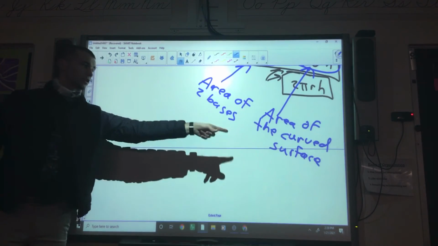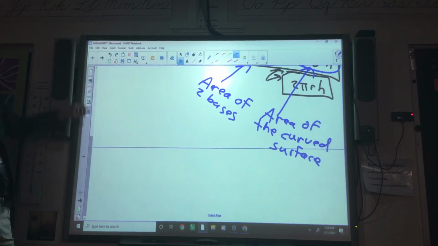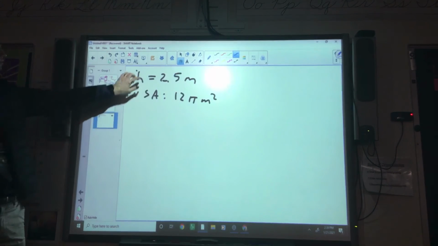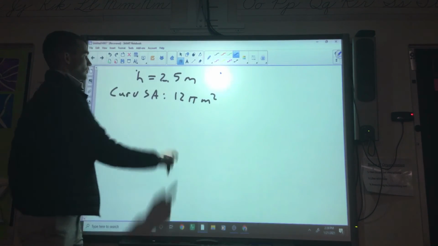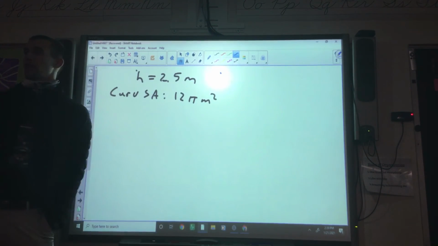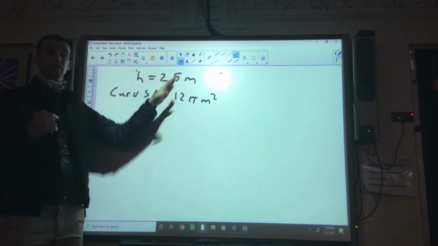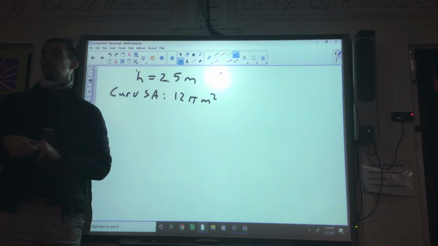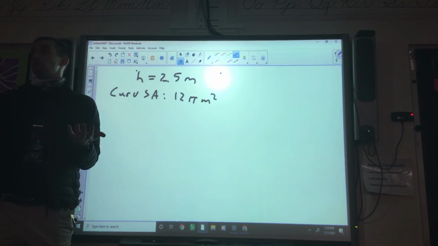Area of the two bases, area of the curved surface. So 2 pi rh, or pi dh. So let's go in there, and then we have to tweak our steps, because usually it was: write what you know. The next thing was do what? What formula are we going to have to use here now?